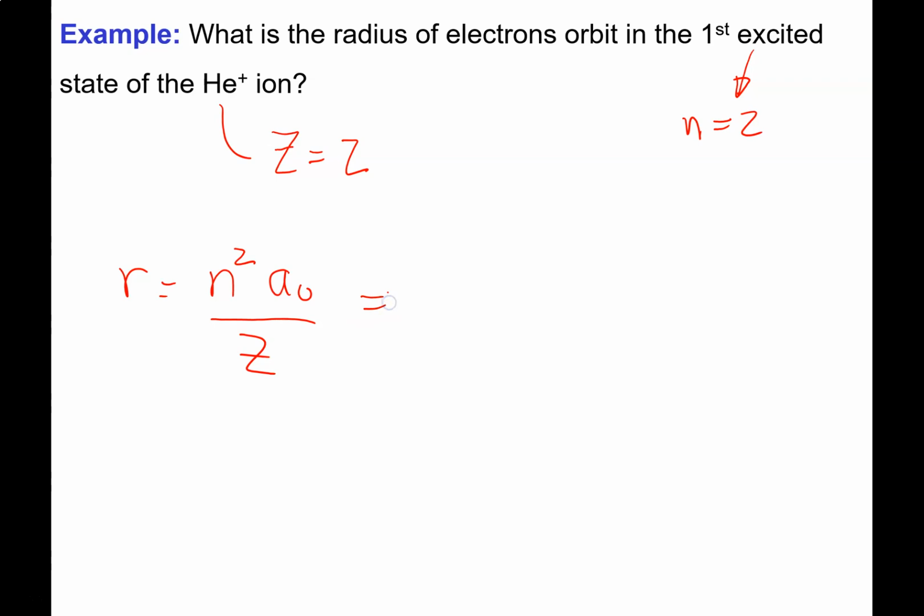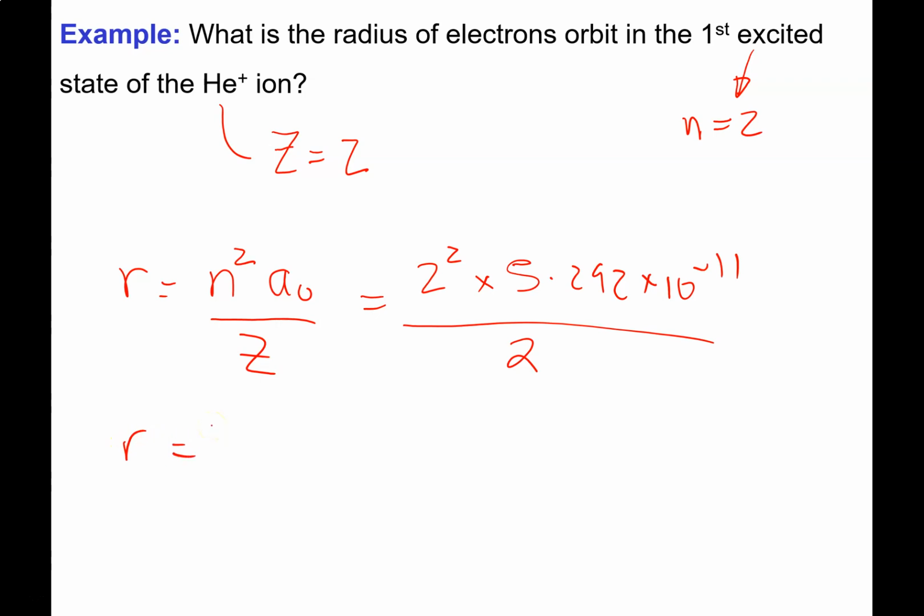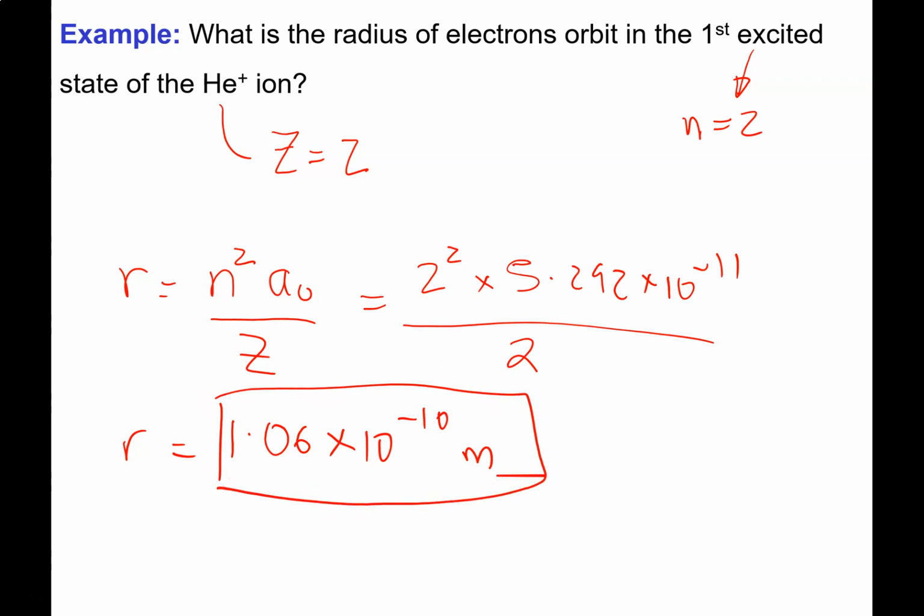and then we just have to put it in. So n was 2, so that's 2 squared, and then a naught is 5.292 times 10 to the minus 11, and then Z is 2. So I put that into my calculator, and I get 1.06 times 10 to the minus 10 meters. And that's reasonable because you might recall way back from Chemistry 161, we said that atoms have a radius of around 10 to the minus 10 meters. So that's not too bad.